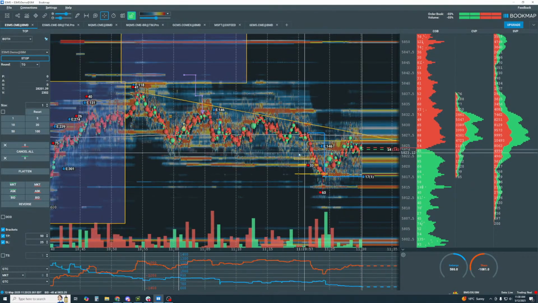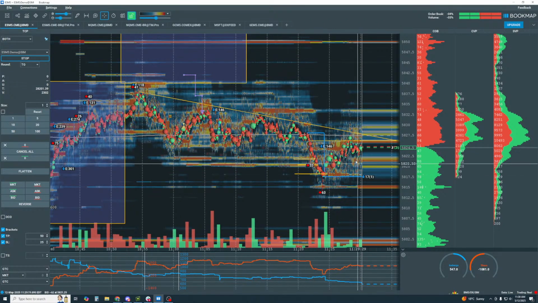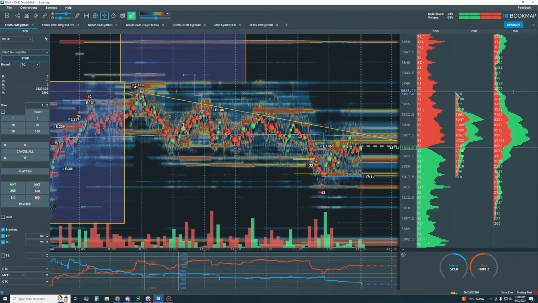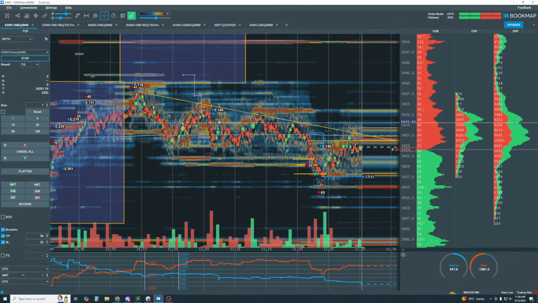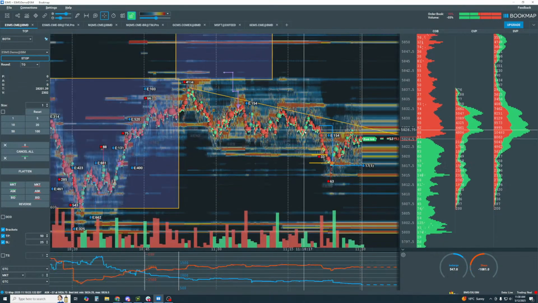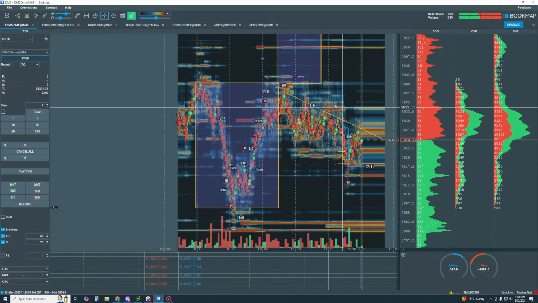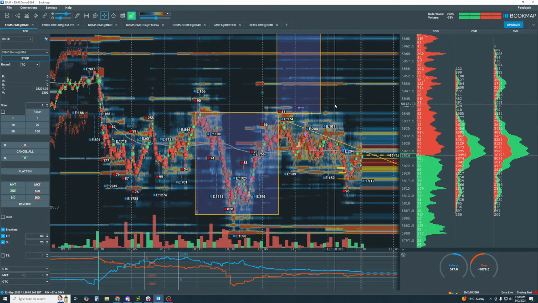Anyway, I don't see a whole lot of passive buyers in here getting filled. It looks pretty choppy to me. And this big volume profile in here, distribution. It's got to get away from that area. And that might be a pretty big ask right now.